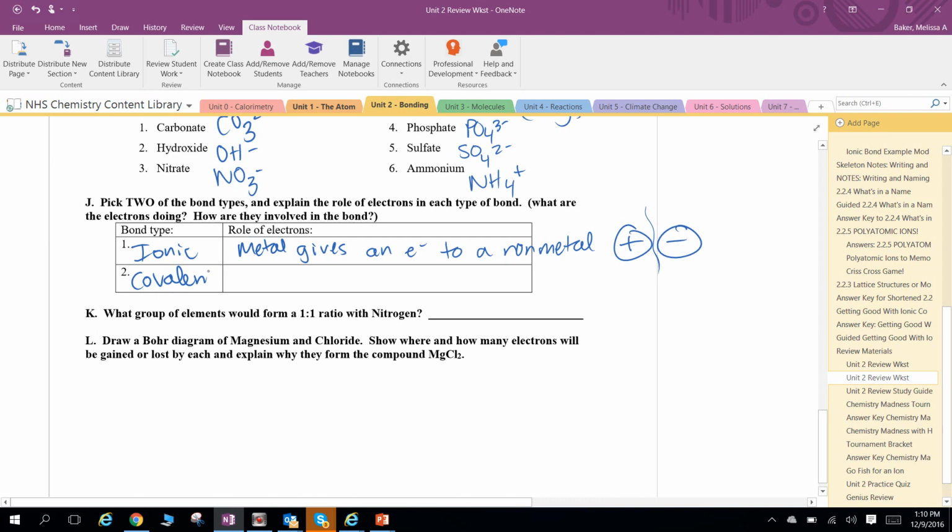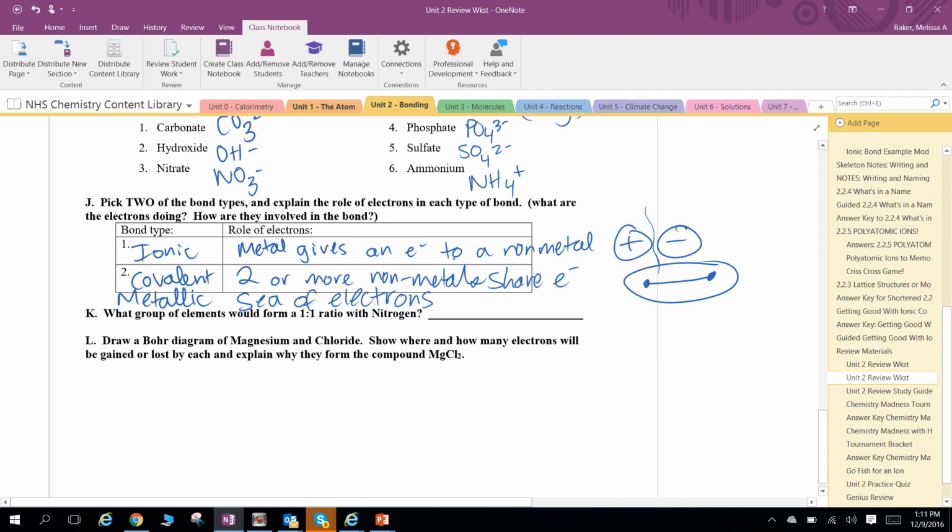That's different from a covalent bond, where 2 or more nonmetals share electrons. So 2 atoms will share their electrons. And in a metallic bond, there's just a sea of electrons. I compared that one to going to a potluck, where everybody brings their electrons and they're shared and free-flowing everywhere.